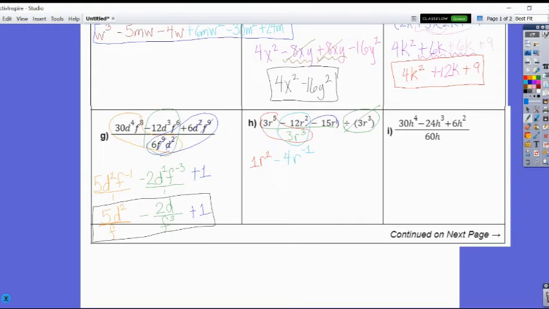Lastly, negative 15r divided by the 3r to the third. So negative 15 divided by 3 for your coefficients is negative 5. And then r to the invisible 1 exponent divided by the r to the 3. So we're going to take 1 minus 3 for those exponents and make it r to the negative 2.